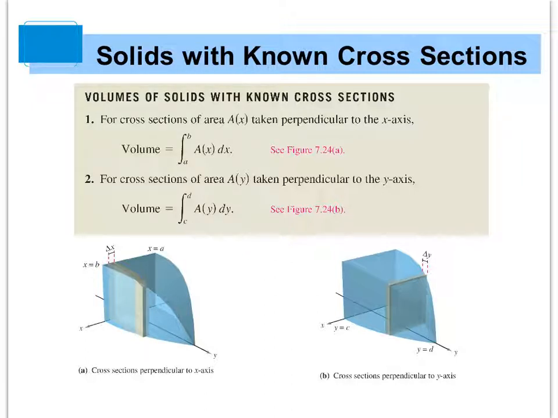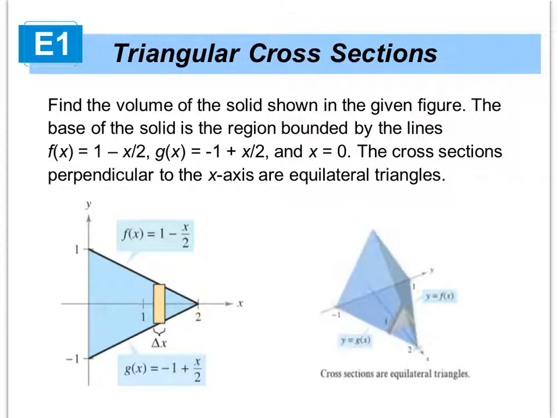What's important to know is when you're taking a cross-section that is perpendicular to the x-axis, you want to use dx. When you're perpendicular to the y-axis, you're going to use dy. And then again, you're finding the area of the cross-section, and you're integrating from your starting point to your ending point. Again, it's probably easiest just to look at an example. So let's consider this example.